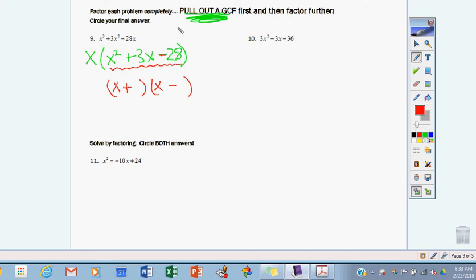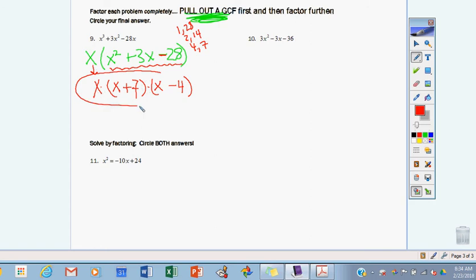So factors of 28 are 1 and 28, 2 and 14, 4 and 7, and that's all of them. So I'm going to try a 7 and a 4. And when I actually go through and test and verify negative 4x, positive 7x, this is the correct way to factor that trinomial. But the problem is you cannot circle this. You need to keep this x along for the ride. It is one of the factors.